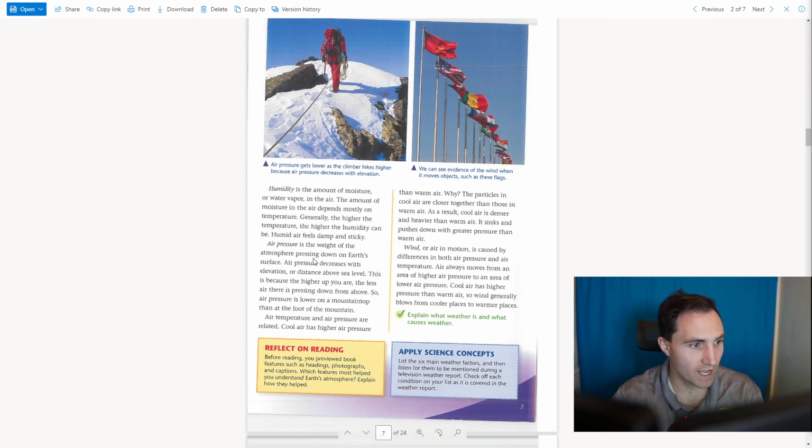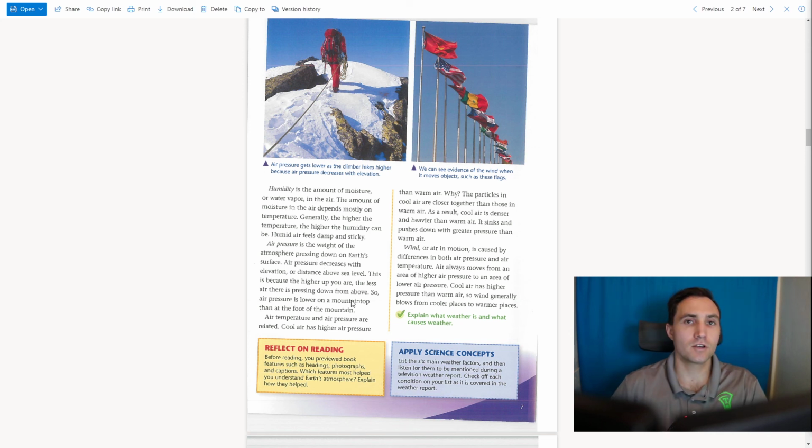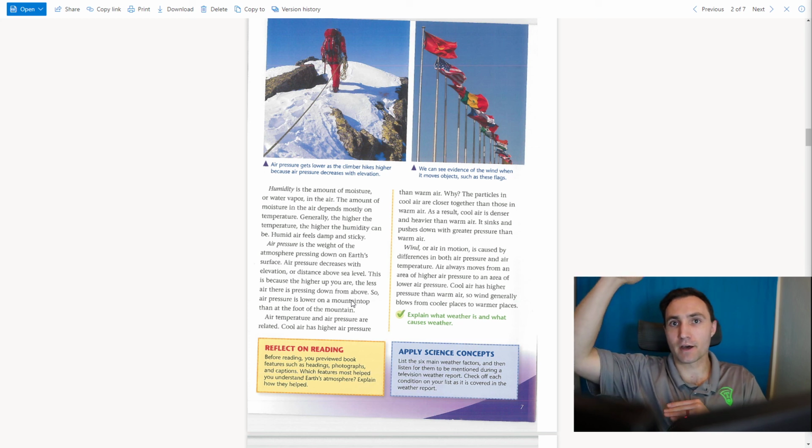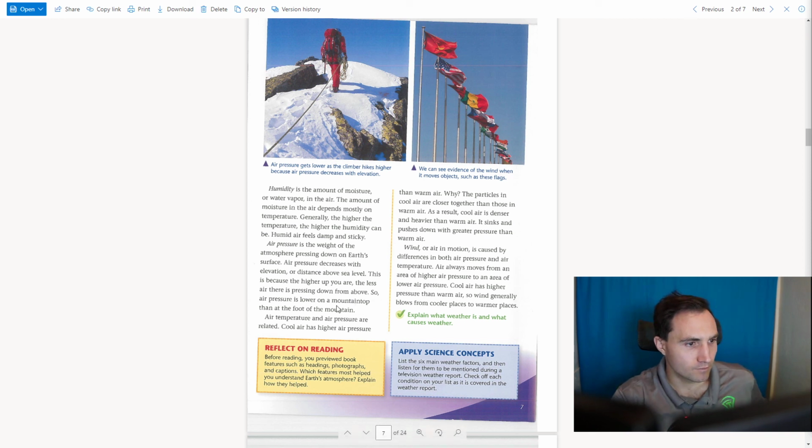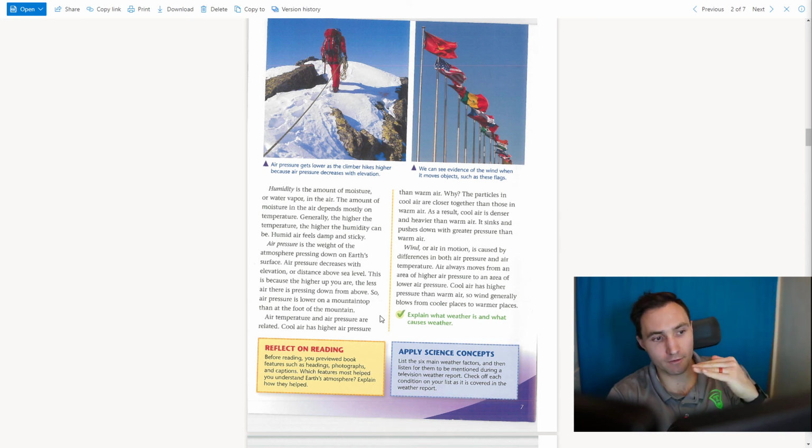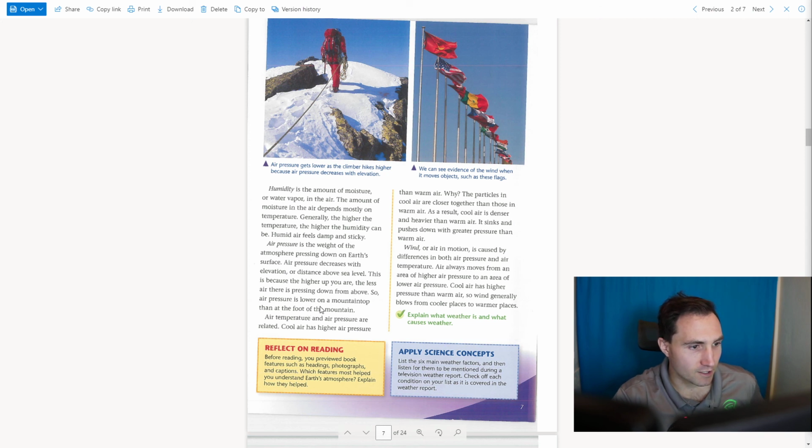Air pressure is the weight of the atmosphere pressing down on Earth's surface. Air pressure decreases with elevation, or distance above sea level. So the higher you get from sea level, the higher the elevation, right? We learned about this in our first section of maps and history. This is because the higher you are, the less air there is pressing down from above, right? Because gravity pulls the air down. So air pressure is lower on a mountaintop than at the foot of the mountain.